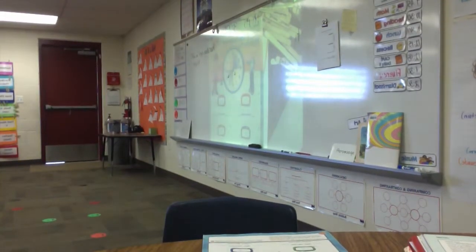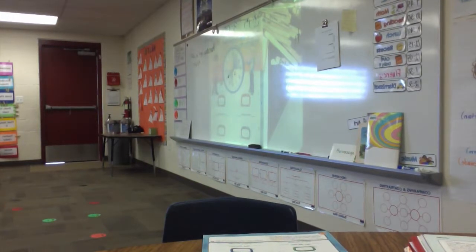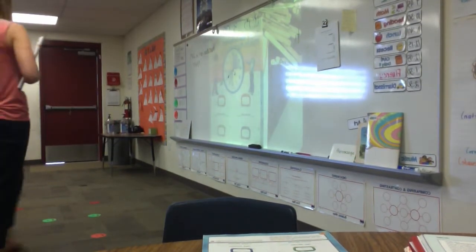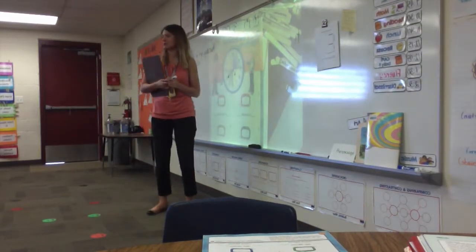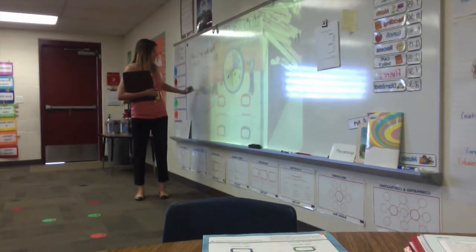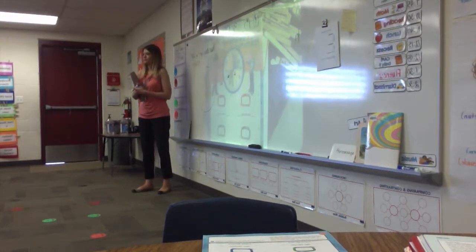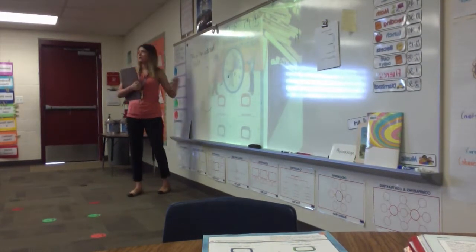Okay, let's do this. Everybody take out your whiteboards again. We're going to come back to this in a second. Okay, we're going to draw a makeshift clock on our whiteboards. So, draw a circle. It doesn't have to be perfect. And we're going to draw our clock together.